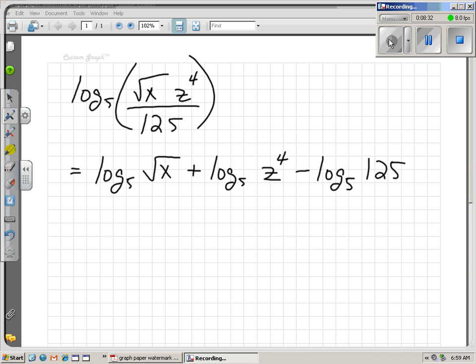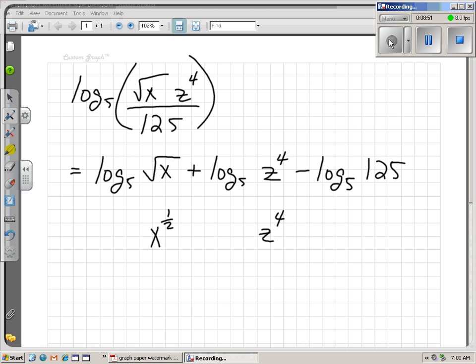Okay, I start by separating them. The product on top I changed to addition, and divided by 125 I changed to subtraction. Now I got to deal with those exponents. The x has a 1/2 by it, so I'm going to move that 1/2 out front. That z has a 4 by it. I'm going to move that 4 out front.